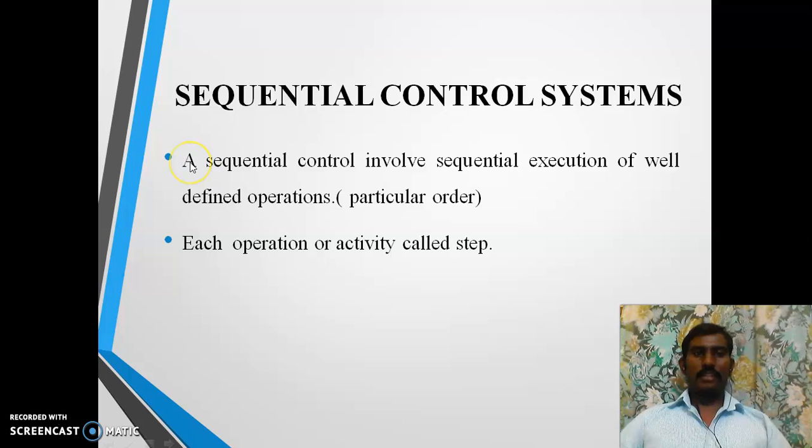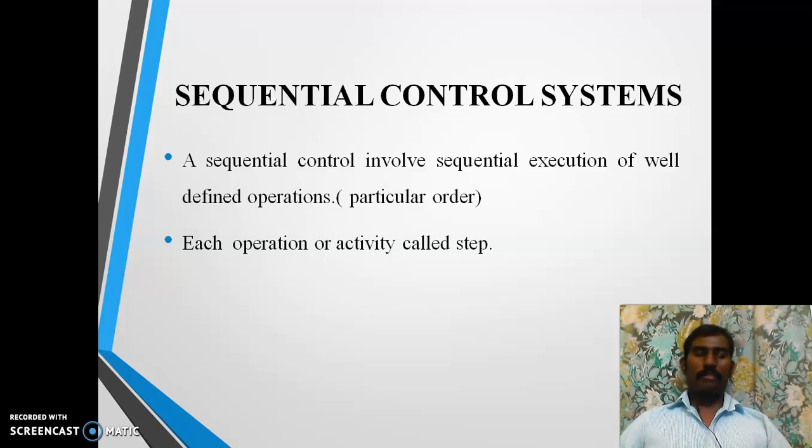Then sequential controlling. Sequential controlling involves sequential execution of well-defined operations in a particular order. So it is a step-by-step procedure. Each operation or activity is called a step. So each activity is carried out step by step only.